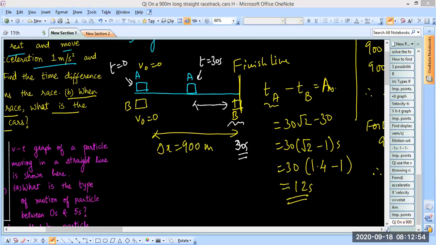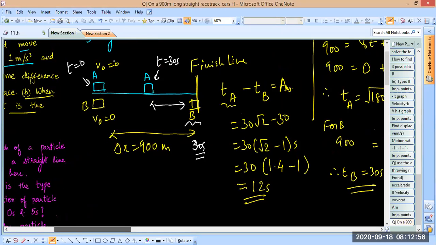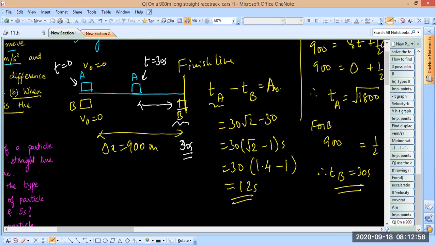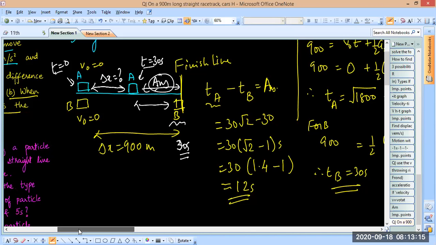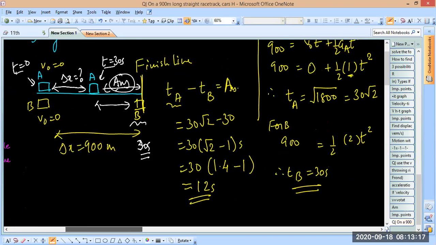So we want to find that distance. The plan is that in 30 seconds, if I find out how much this moves, then from 900 I can subtract it, and I'll get the answer. I hope you realize this is our answer. So from 900, if I subtract that delta x, I'll get the answer.